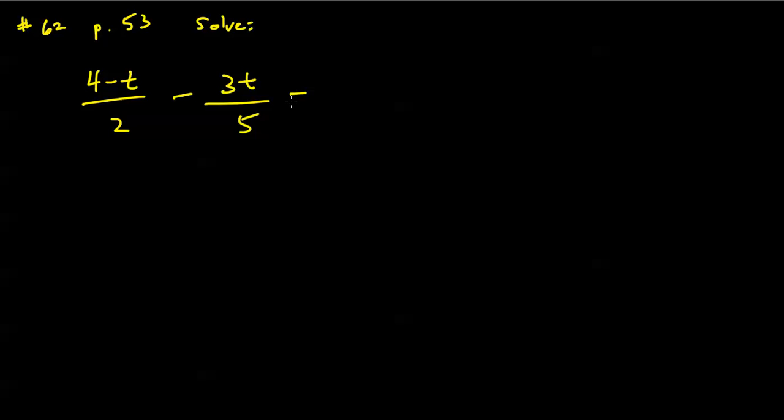Alright, one more, we'll call it a day. Another kind of nasty equation with fractions in it. This one is exercise 62 on page 53 in section 1.5 in our text. We want to solve the following equation: 4 minus t over 2 minus 3t over 5 equals 2 plus t plus 1 over 3.